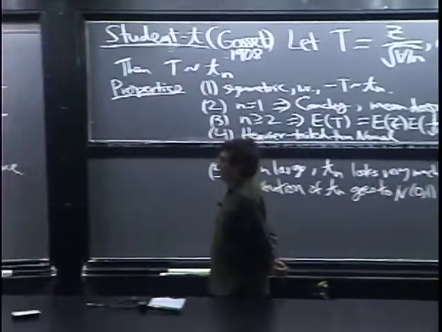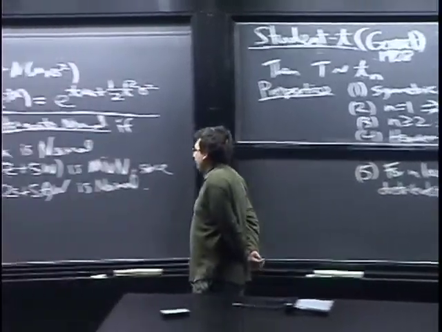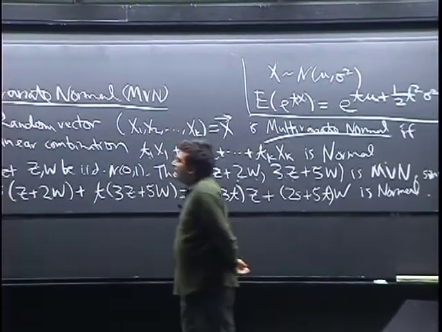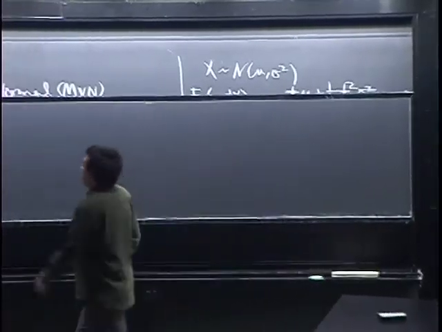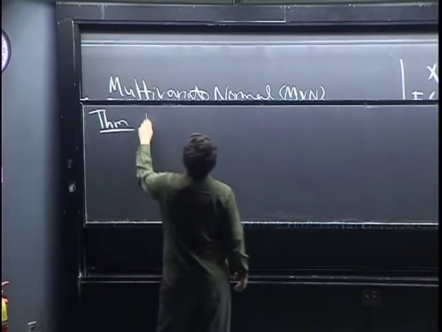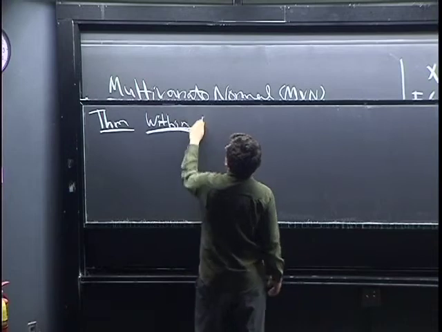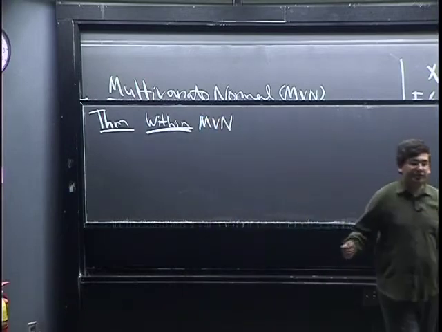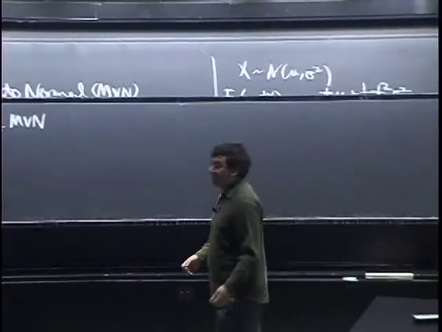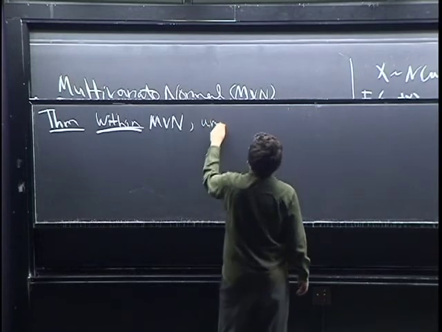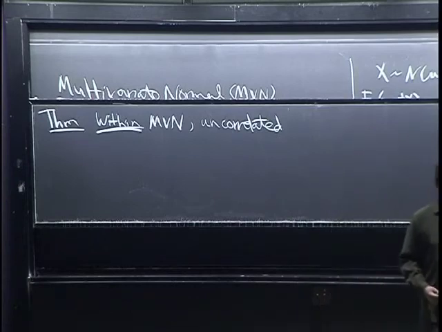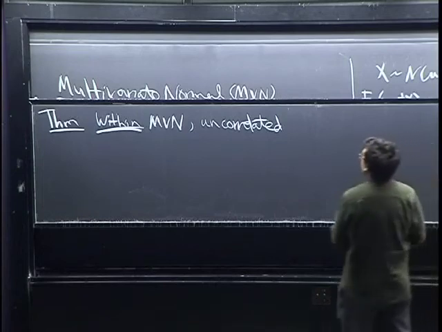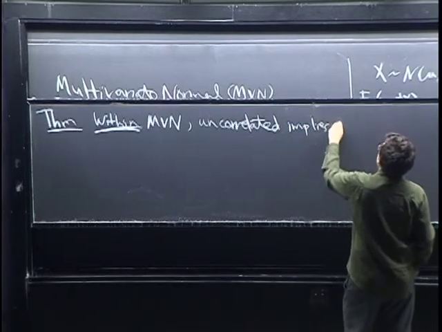Okay, so one more property of multivariate normal. The last fact about it is a very, very useful fact about independence and correlation. Within an MVN, that is, if you have this multivariate normal vector and you look inside that vector, it's true that uncorrelated implies independent. We saw before that in general, independent implies uncorrelated, but uncorrelated does not imply independent. But a very important special case where the converse is true is when you're working within a multivariate normal: uncorrelated implies independent.